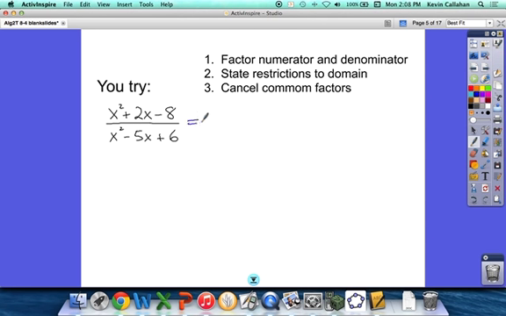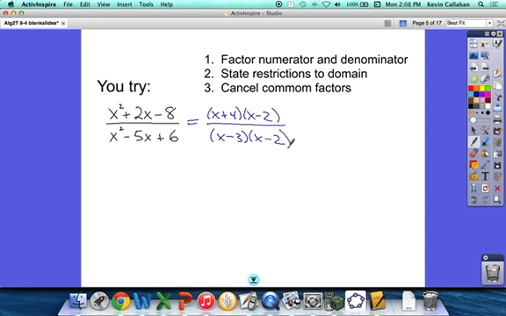Right, again, if you need to go back and look at factoring, then you need to go back and look at factoring, because these are really pretty basic factoring problems, right? The factors of -8 that add up to 2: +4, -2. Okay, and then the denominator, the factors of 6 that add up to -5: x minus 3, x minus 2.